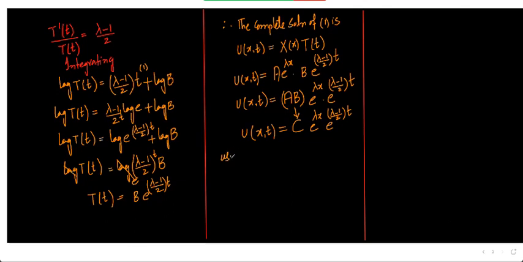Using the condition: u of x comma 0 is equal to 6 e to the power of minus 3x.